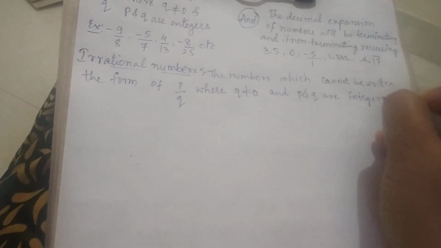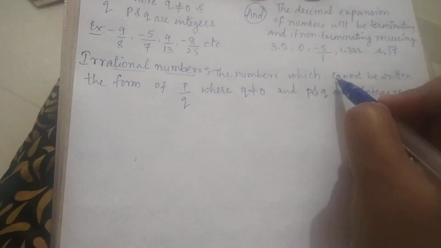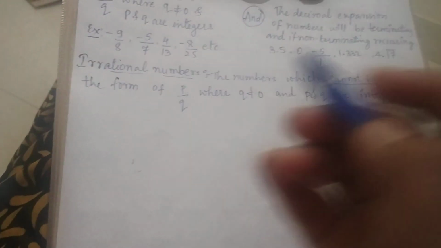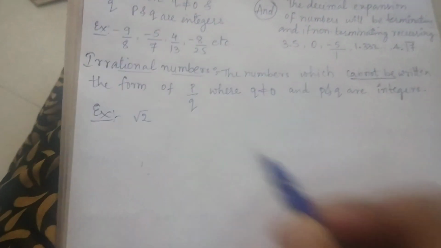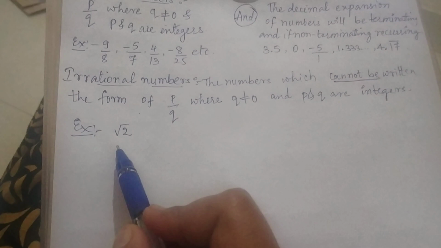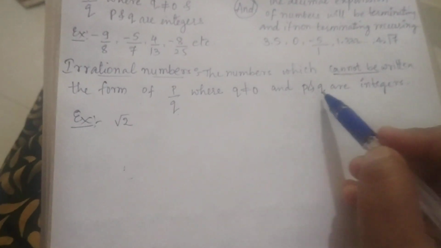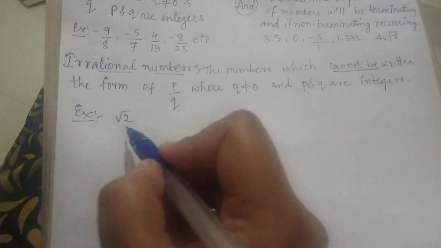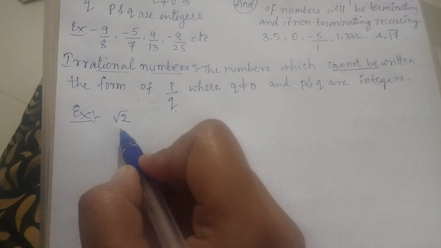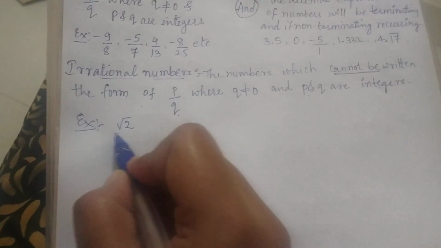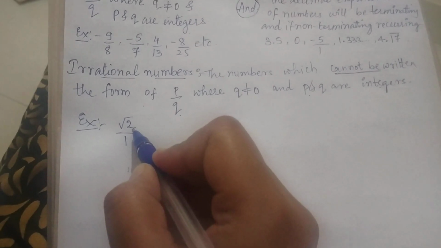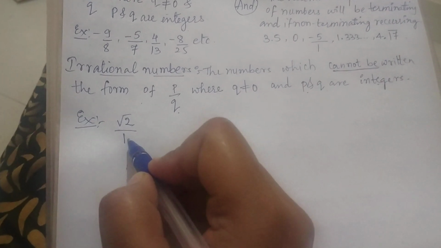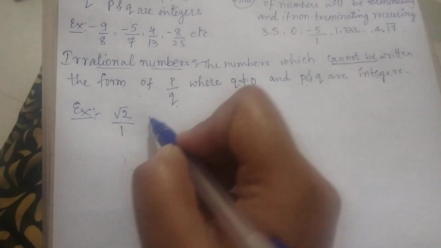Now friends, which are those numbers which cannot be written in the form of p by q? Let's see. Example, root 2. Root 2 cannot be written in the form of p by q, where p and q are integers. Of course we can write this as root 2 by 1, but here you can see root 2 is not an integer. Therefore, this will not be a rational number. This is an irrational number.